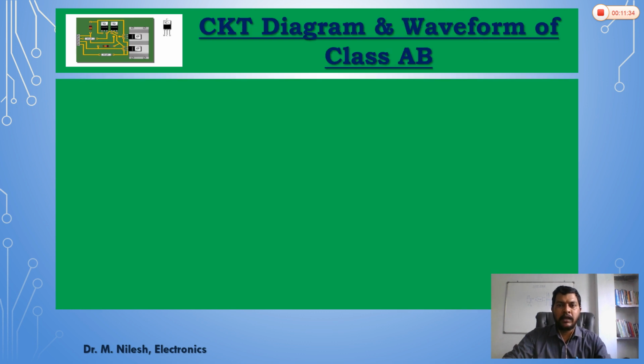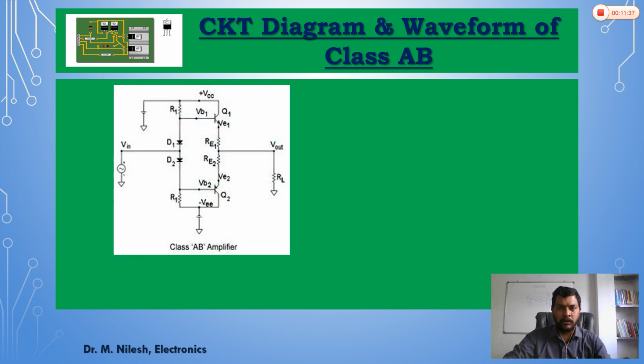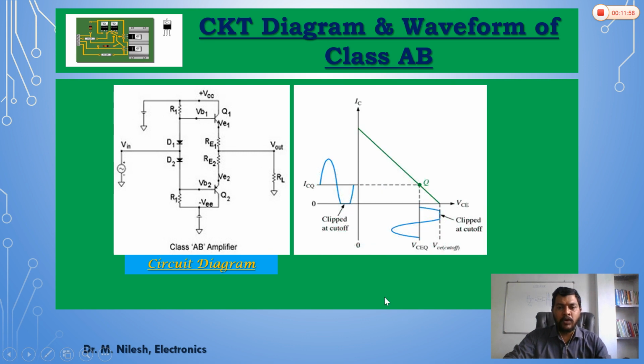So the circuit diagram of a class AB power amplifier is, it is again having two transistors Q1 and Q2, but in between we have connected two resistors RE1 and RE2 to set the quiescent point just above the cutoff region, and we are having the same circuit. So the load resistance is connected across this output voltage, and the waveform is like this.